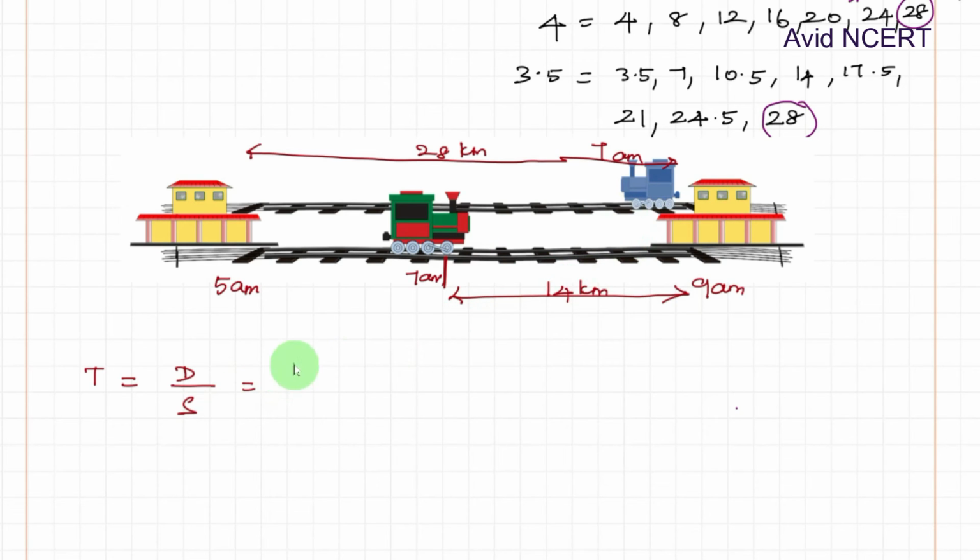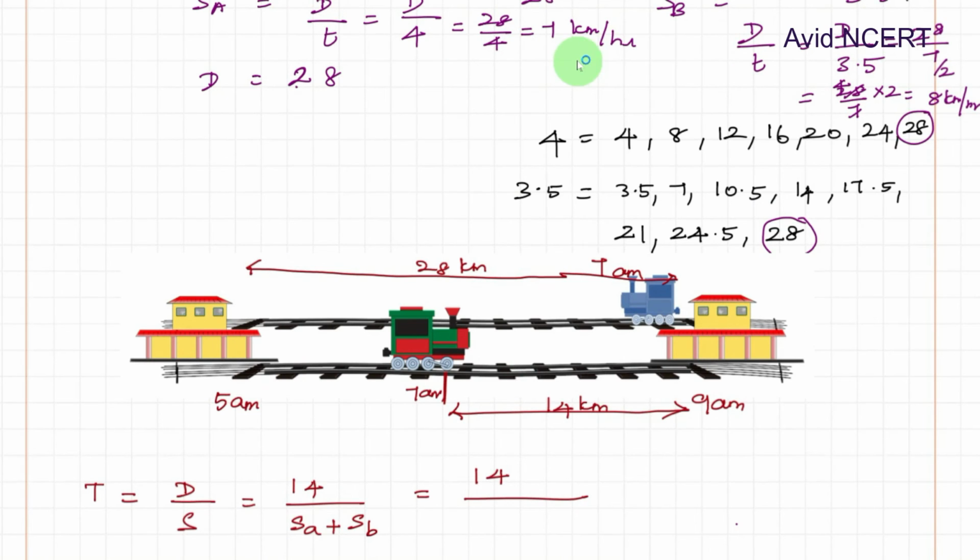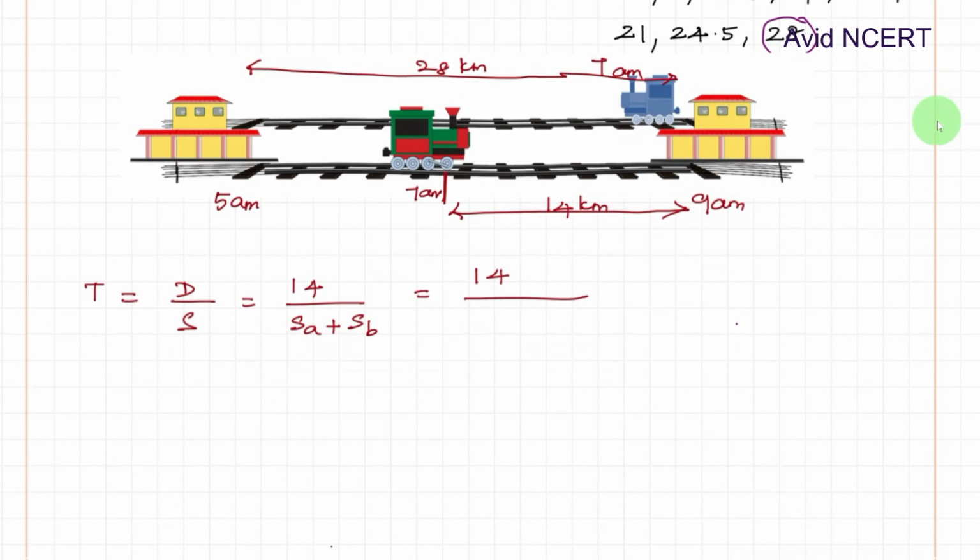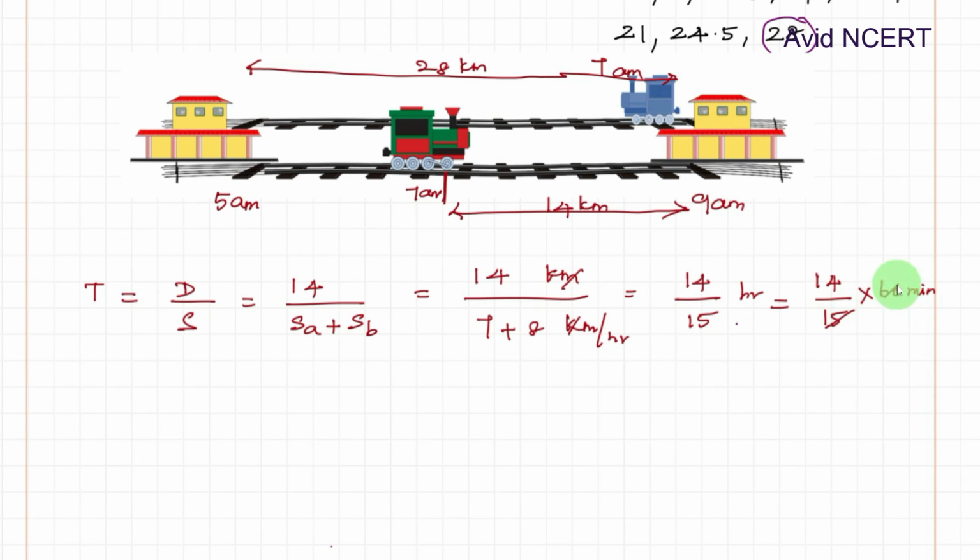So time equals 14 divided by the speed, where we add the speeds together, because both trains are traveling towards each other. That is 14 divided by the speed of train A, 7 kilometers per hour, plus the speed of train B, 8 kilometers per hour. The kilometers cancel, which gives 14 by 15 hours. To convert this into minutes, we multiply by 60. 15 times 4 is 60, so 14 times 4 is 56 minutes.